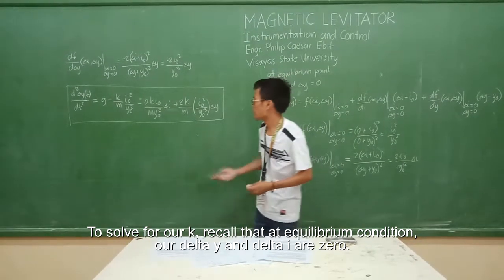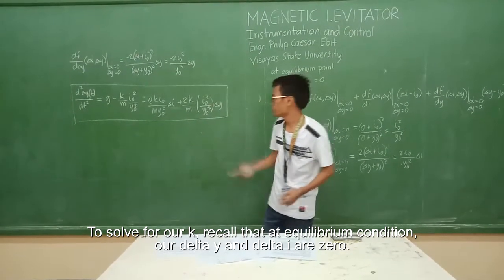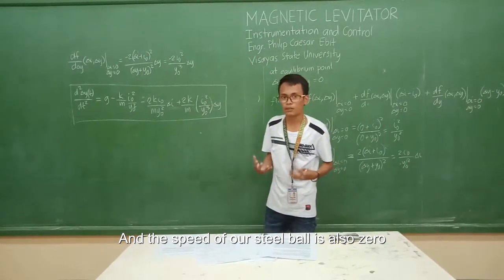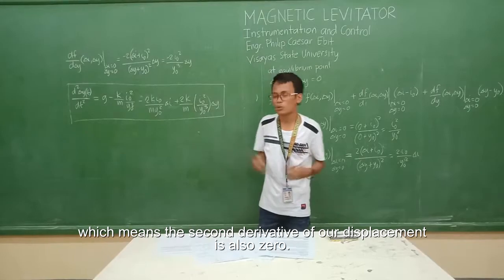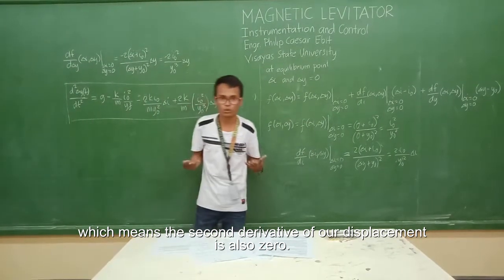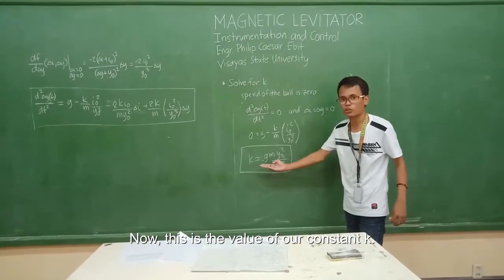To solve for our k, recall that at equilibrium condition, our delta y and delta I are 0 and the speed of our steel ball is also 0, which means that the second derivative of our displacement is also 0. Now, this is the value of our constant k.